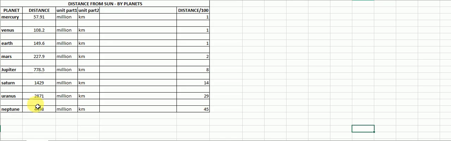If I take this distance, the units are million kilometers. If I divide that by 100, this is also in million kilometers. You have 1, but this one here, you could consider that 0. 1, 1, 1, 2, 8, 14, 29, 45.